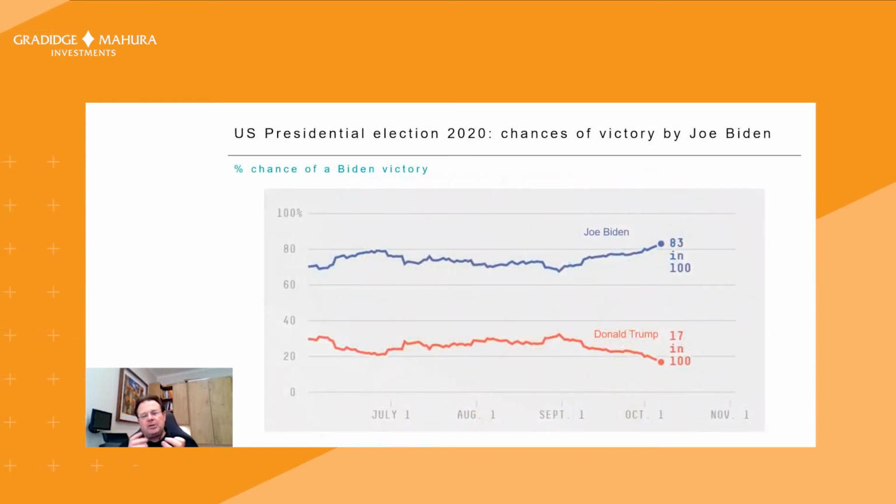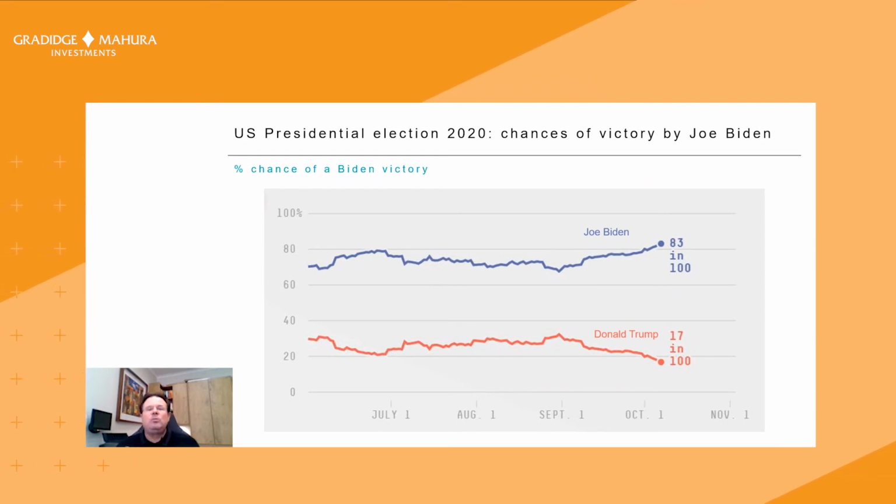What is the polling suggesting? Overwhelmingly in favor of Biden. If you look at a website called 538, literally type in 538, it's a good analysis of what's happening in the US. Their model is suggesting that Joe Biden has an 83% chance of victory, which is a huge percentage. And what it suggests in terms of polling, in the last few weeks, the last month or so, is that Biden has gained support.